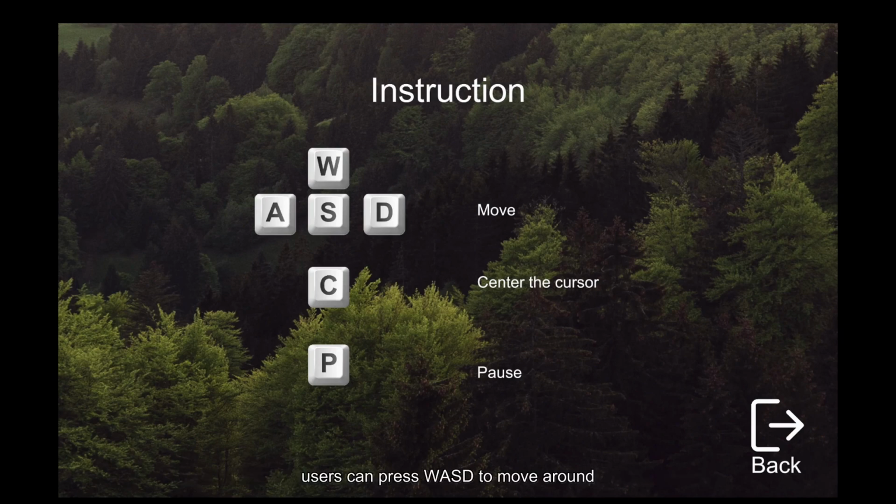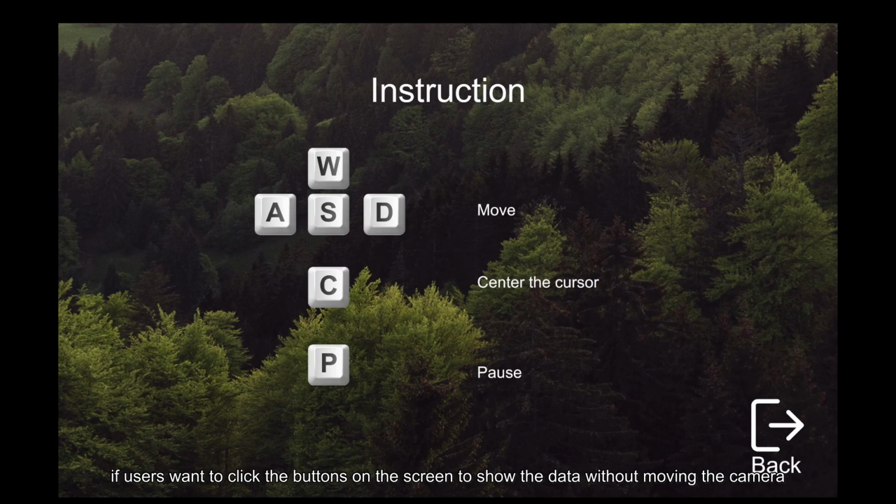Users can press WASD to move around. The camera is connected to the mouse, allowing users to change the perspective of the camera. If users want to click the buttons on the screen to show the data without moving the camera, they can press P to disconnect the mouse from the camera. Additionally, a function is provided to centralize the cursor for users who wish to see a wider perspective.